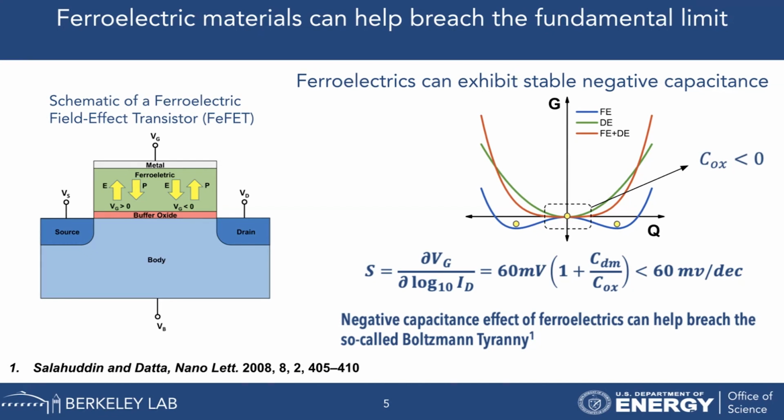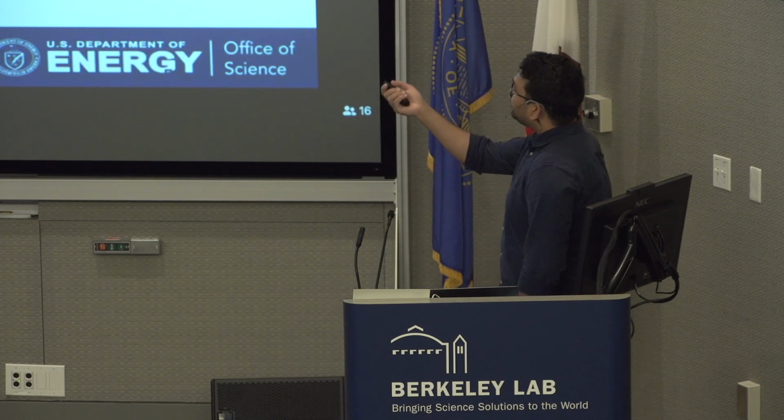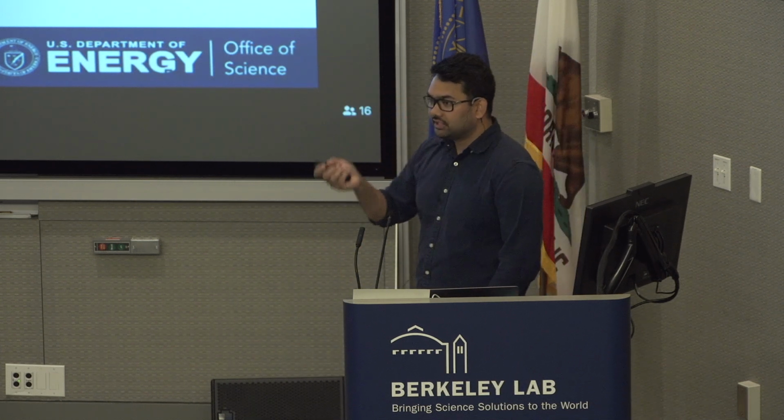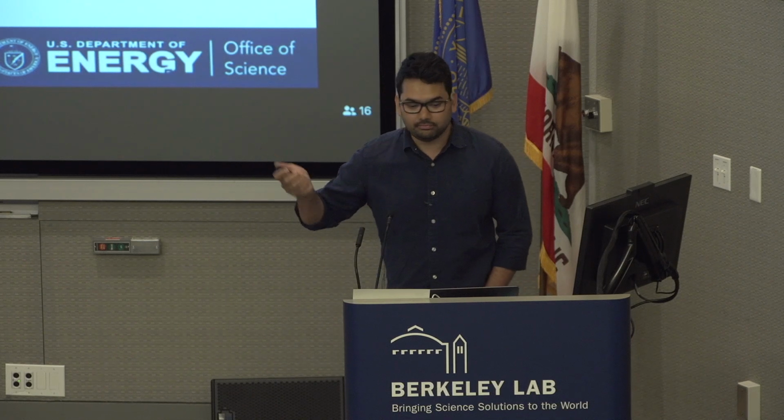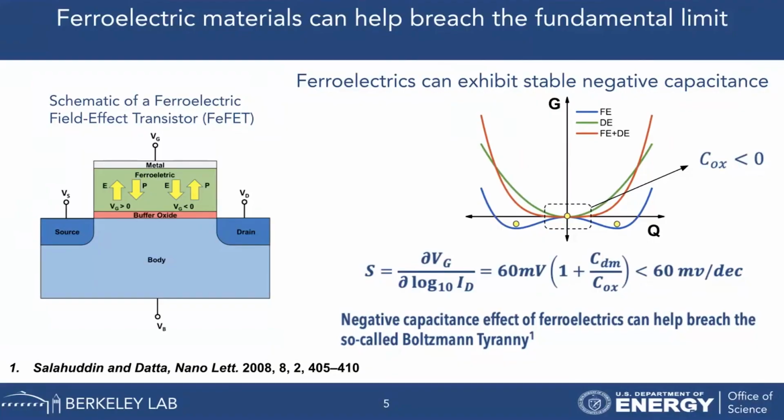But standalone negative capacitance is not stable. But if we connect a dielectric in series with the ferroelectric, then this inverted parabola can be flattened, and the effective negative capacitance of the ferroelectric can be stabilized. Now, we aim to exploit that effective negative capacitance of the ferroelectric materials to reduce the subthreshold swing to below 60 millivolts per decade and to breach the Boltzmann tyranny.